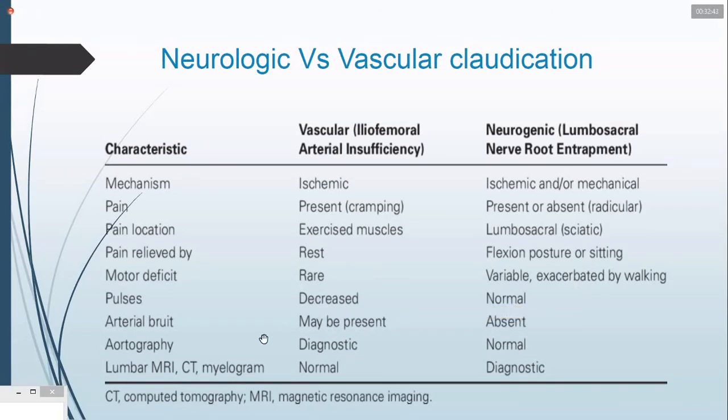Pulse is decreased in vascular and normal in neurogenic. An arterial bruit may be present in vascular and is absent in neurogenic. Arteriography is the diagnostic of choice in vascular, where we can appreciate narrowing of the arterial lumen, and it is normal in neurogenic. Lumbar MRI, CT, and myelography are diagnostic in neurogenic. Other features like loss of skin hair and loss of the normal shining nature of the skin are more appreciated in vascular insufficiency. Because of the low vascularity, the hair gets lost and the normal skin luster is absent.